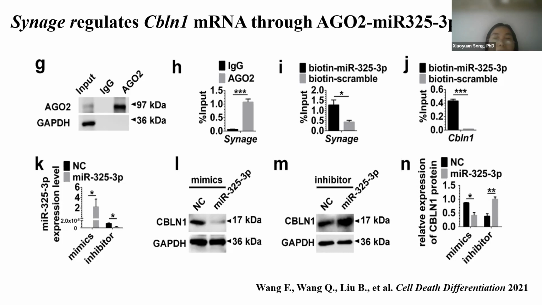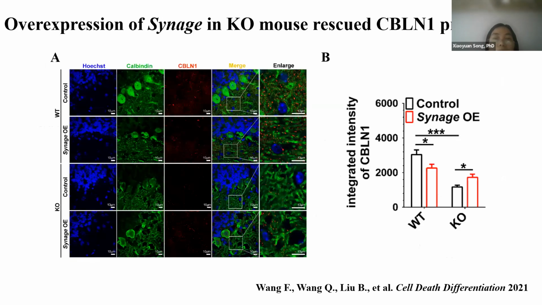So indeed, Synage here functions as a circRNA to regulate CBL1 mRNA through the Argo2 microRNA pathway. Next. And the overexpression of Synage in knockout mice can rescue CBL1 protein levels. So here we can confirm that the synapse function loss in the Synage knockout mice is due to CBL1 dysregulation caused by the knockout of Synage.